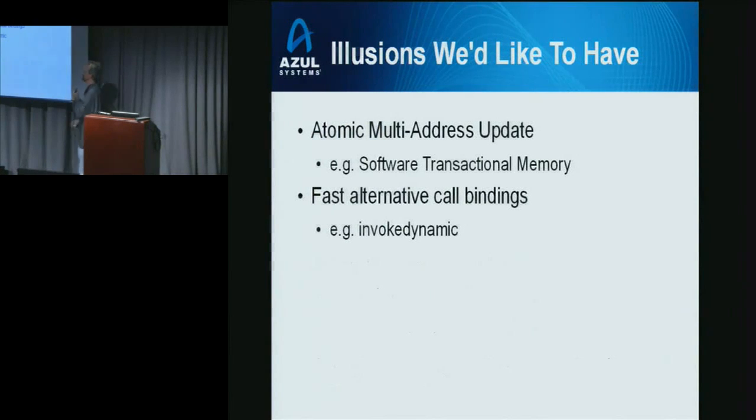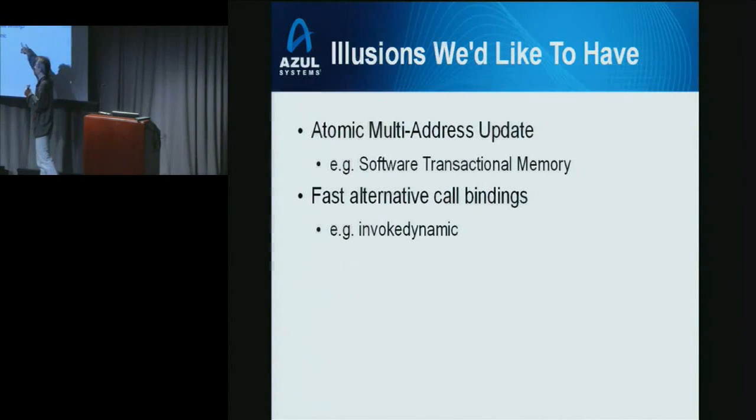Okay, other illusions we'd like to have. Atomic multi-address update, which is another funny name for software transactional memory. A bunch of people are playing games here. The JVM and the JIT could conspire to do interesting things there, if this becomes the programming style of choice. I don't believe it will because it has some fundamental flaws. But if it turns out that people like software transactional memory above all other options, then there are things the JIT and JVM could do.